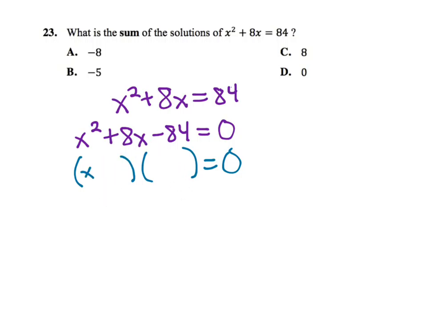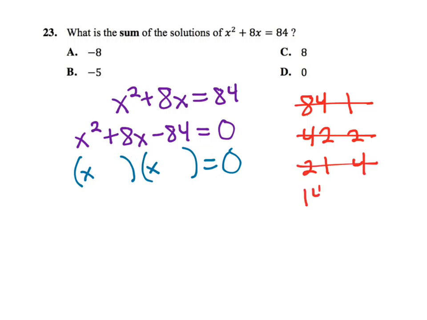So let's see. I know that that's an x and that's an x. What are possible factors of 84? 84 and 1, that's not going to work. 42 and 2, no. 21 and 4, no, that's not going to get me my 8x. 14 and 6, yeah, the difference of those is 8. So if I make one positive and one negative, I'll get that. Now I just need to worry about which one is positive, which one's negative. Just like the last problem we did, I need this to be positive. That means the absolute value of this number has to be greater than the absolute value of that one. So there we go, positive, negative.